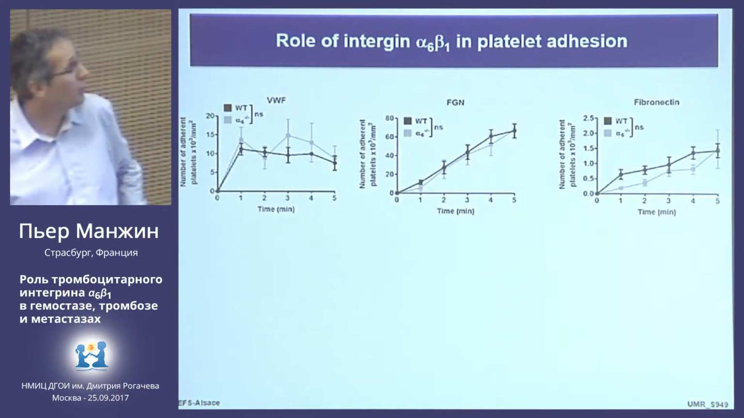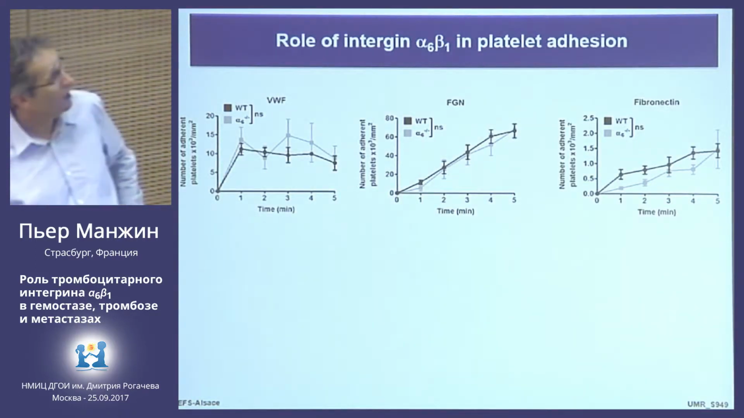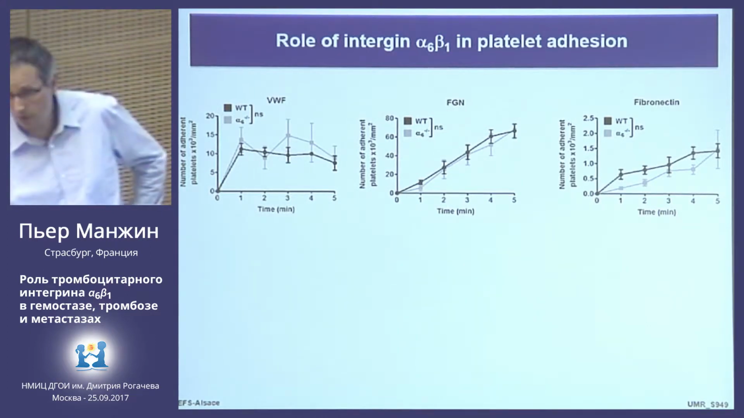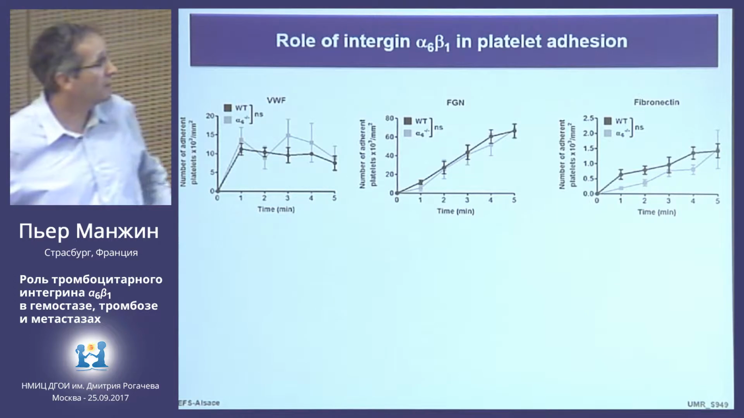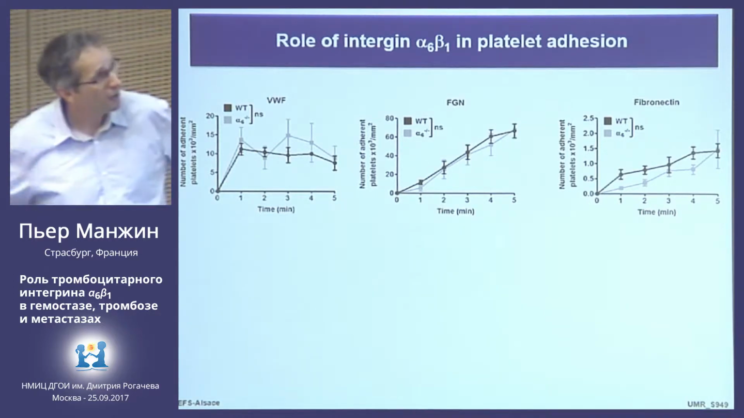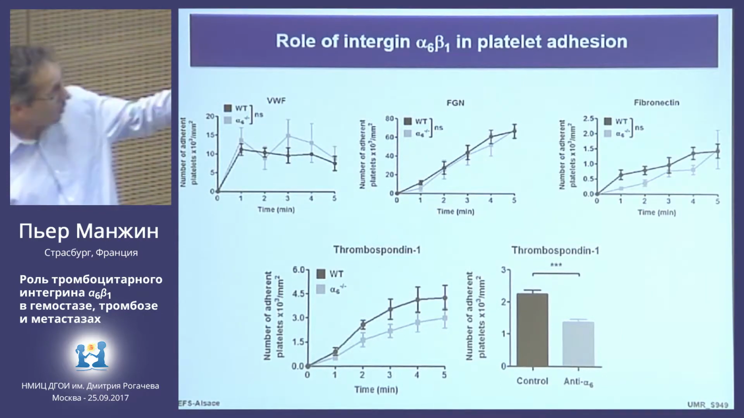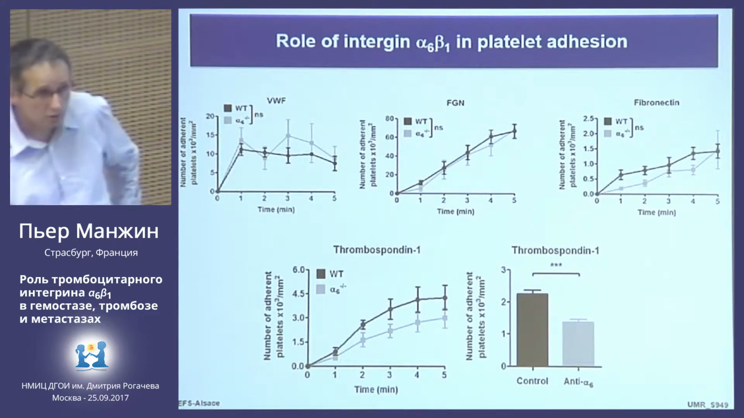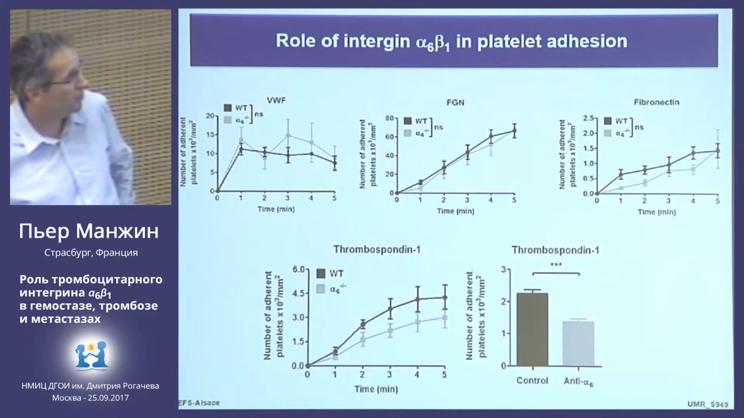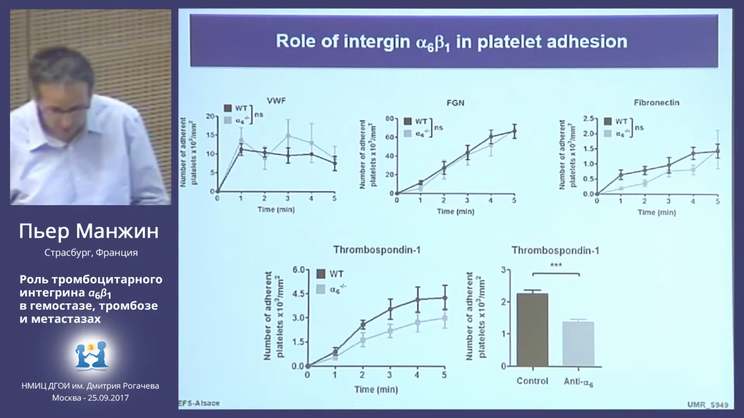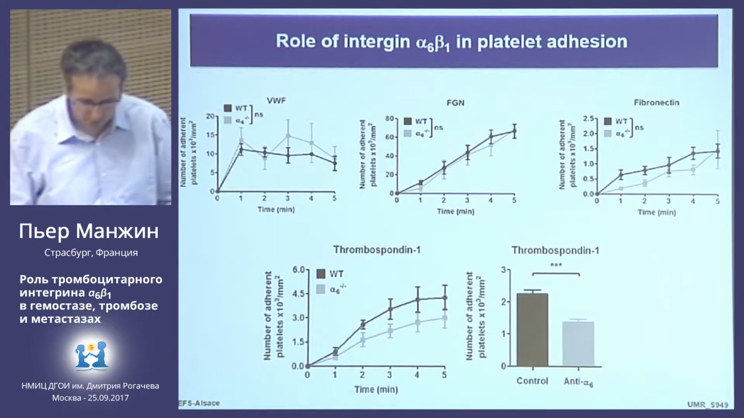And as a control, we looked at various adhesive proteins. Von Willebrand factor, we had not much of a difference. Fibrinogen, no difference. Fibronectin, there was a little bit something, but nothing significant. However, we were a bit surprised to see that there was a reduction when we perfused blood over thrombospondin, and this was actually significant. So α6β1 must probably interact with thrombospondin.